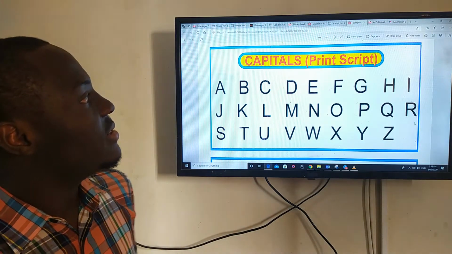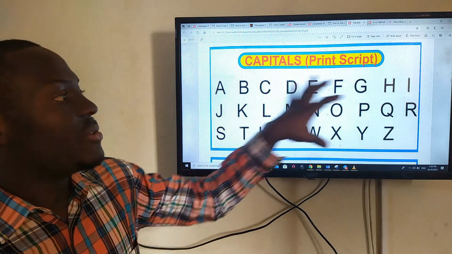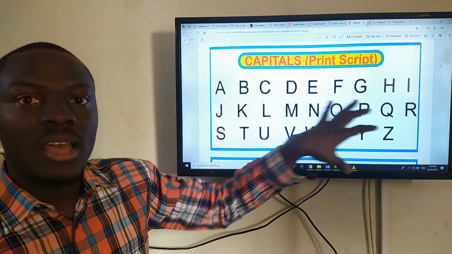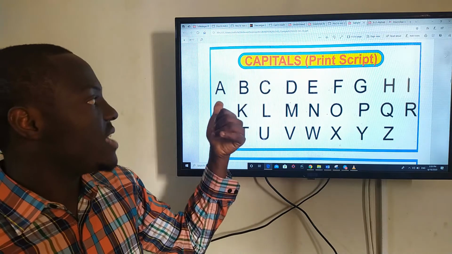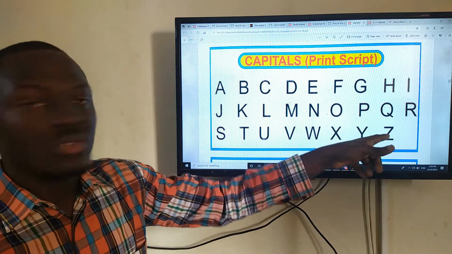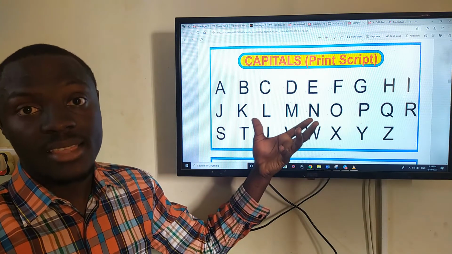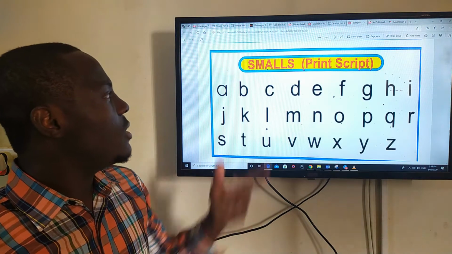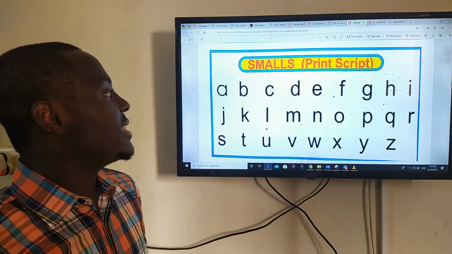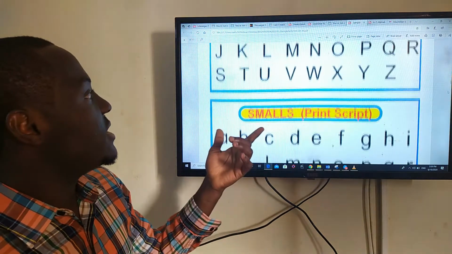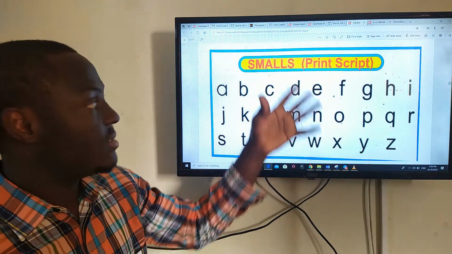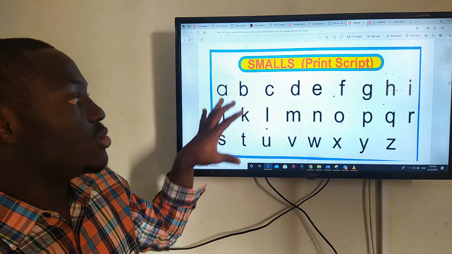These are referred to as capital letters, or you can choose to say uppercase letters. We looked at this in our previous videos also. So we have A, B, C, D, E, F, G, H, P, Q, R, V, W to Z. These are uppercase letters. We also have smalls, meaning lowercase letters, that is small letters, A, B, C, D. The recitation is the same, A, B, C, D to Z. You recite it the same way, but it's only the writing that differs.